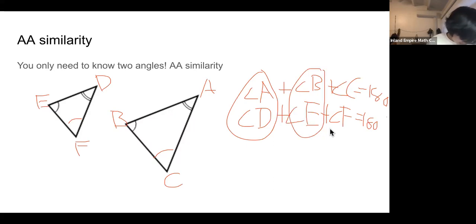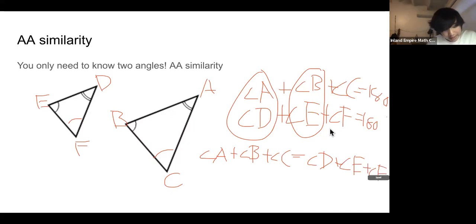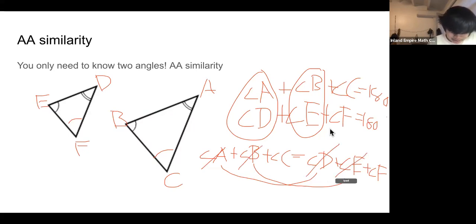We can say that because they both equal 180, angle A plus angle B plus angle C actually equals angle D plus angle E plus angle F. And since we know that A and D are the same, and B and E are the same, we can simply eliminate them. A is canceled out by D, B is canceled out by E, leaving us with only angle C equals angle F. And this is what we get for these two sides over here.